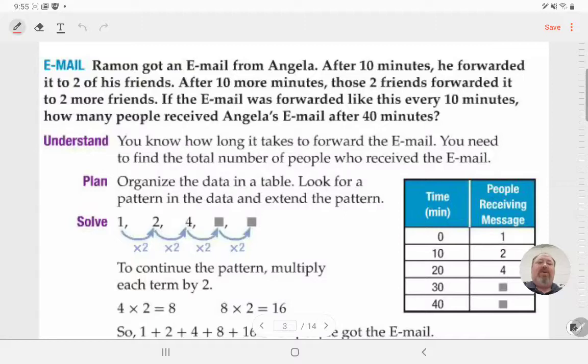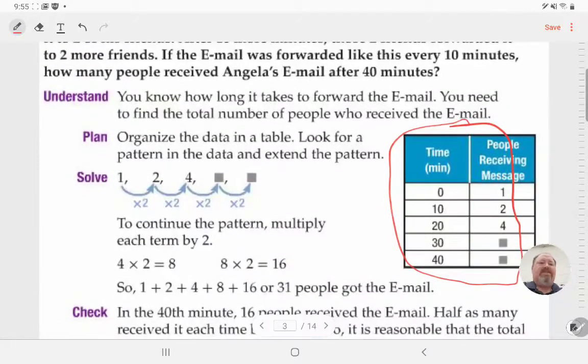So we're going to plan. We could organize the data in a table, okay? That's what they did right here. We can look for a pattern in the data to extend the pattern. So if we take a look at this, we can see that going from 1 person to 2 people, we times 2. Going from 2 people to 4 people, we times 2. So if we continue that pattern from 4 people, times 2 would mean there would be 8 people.